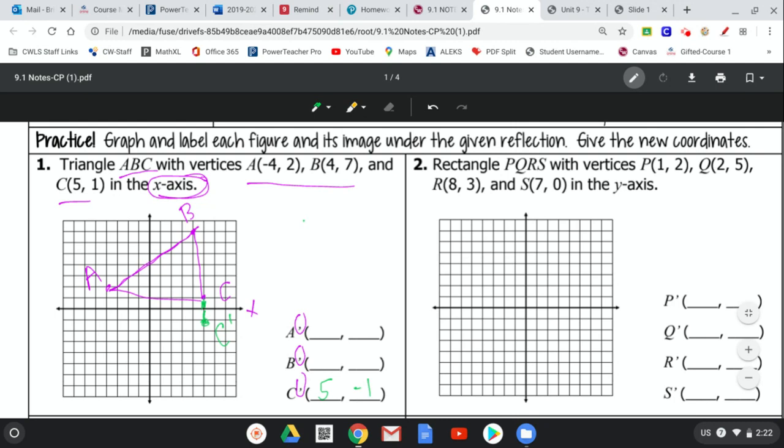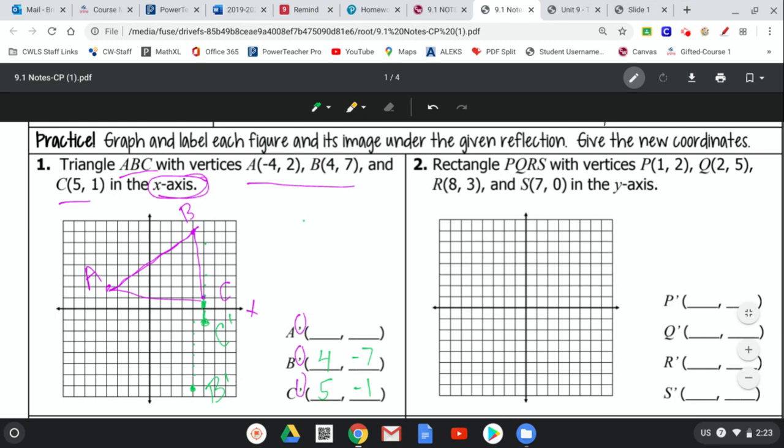Now, if we go to B, if I count down, B is going to be 1, 2, 3, 4, 5, 6, 7 units away from the x-axis. So now we have to count 1, 2, 3, 4, 5, 6, 7 units away from the x-axis, and that's going to be B prime. Once we plot it, and this is where, like I said, you can use Desmos to plot the points, we have to figure out what the xy coordinate is. So it's going to be 4, and then it's going to be 1, 2, 3, 4, 5, 6, 7. 4, -7.